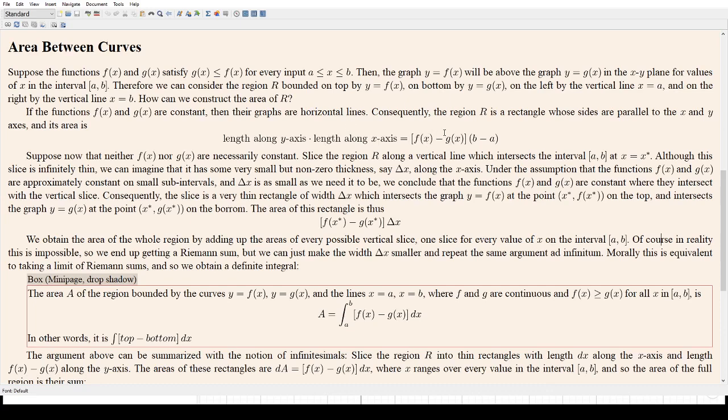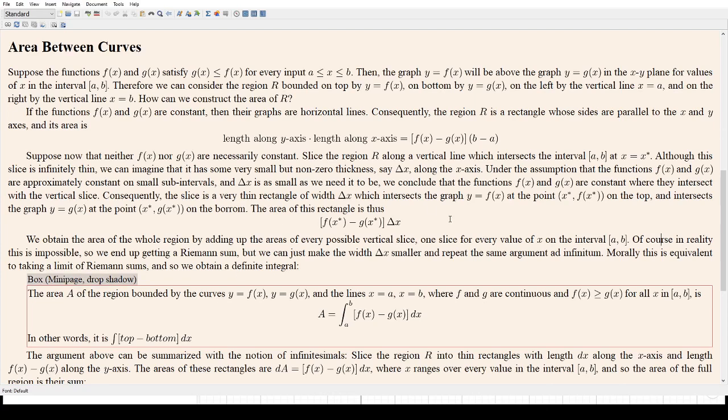What is the length along the y-axis? Well, that is the difference between the two functions, because f is on top, g is on bottom, so their difference is the distance between them. Similarly, the length along the x-axis is b minus a, right? If we have a on the left, b on the right, then b minus a is their difference. That is literally the distance between them. So that's the simplest case, if the functions f and g are constant. Now, of course, let's suppose that they are not constant.